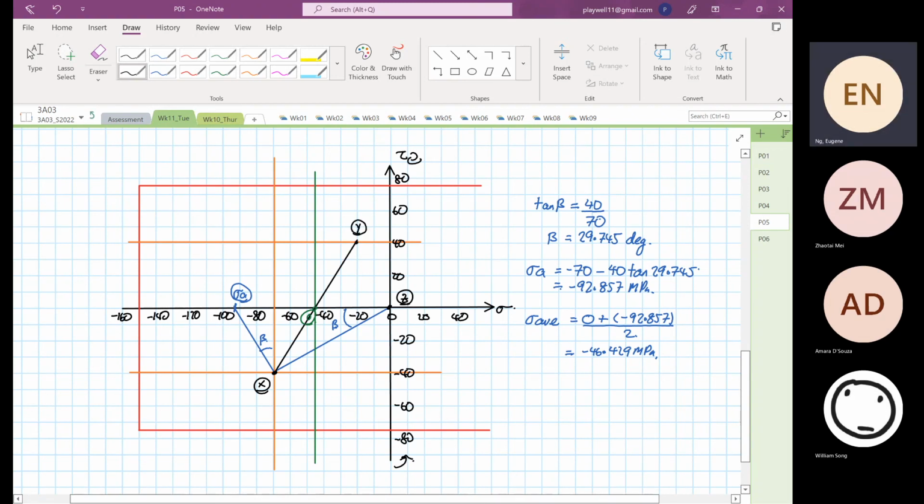Okay. So now we can again construct or sketch out our Mohr circle. So this is our, so I'm just going to mark 46.